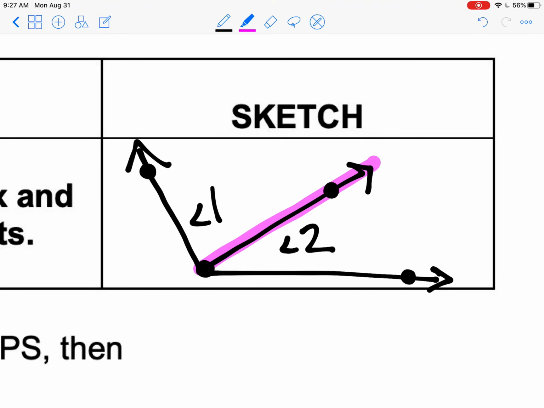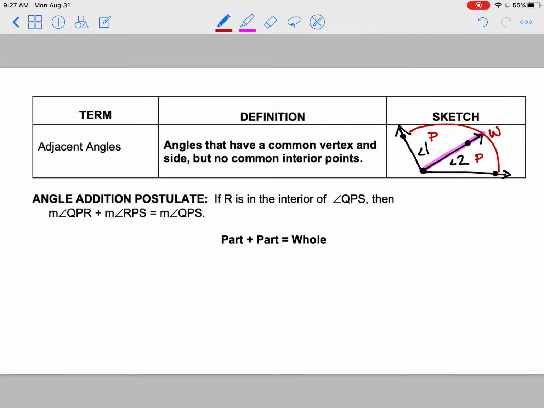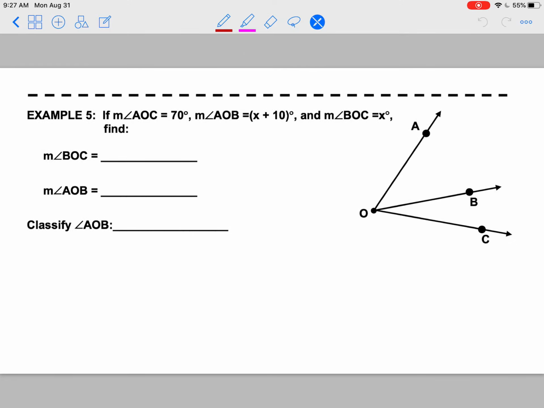Those are adjacent angles. So if we were to take that in terms of our angle addition postulate, think of it like this. Angle 1 is one part. Angle 2 is the other part. We put them together to get that big angle that is made up of angle 1 and angle 2, and that gives us the whole thing. So it's still part plus part equals whole. Okay, and again, there it is to remember.